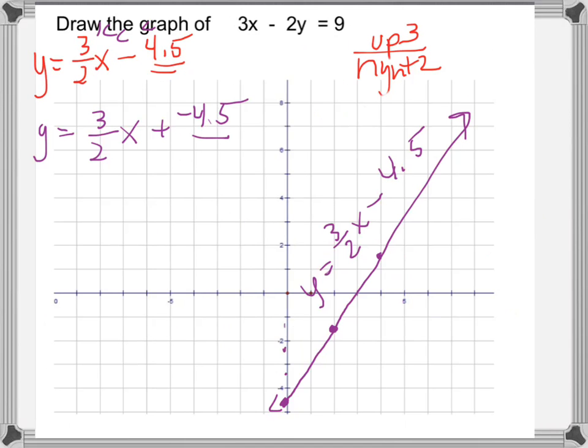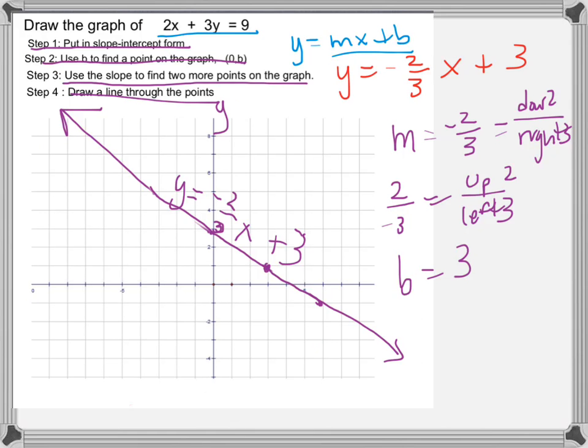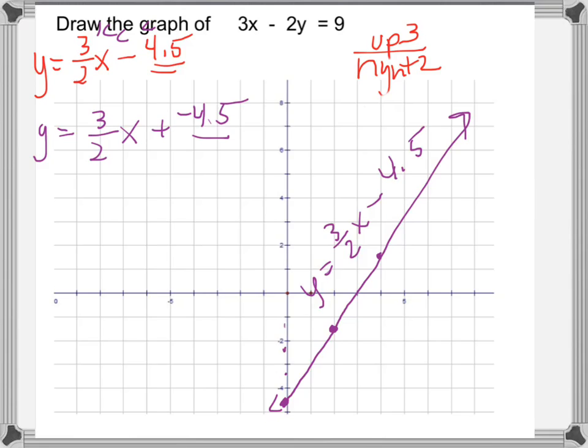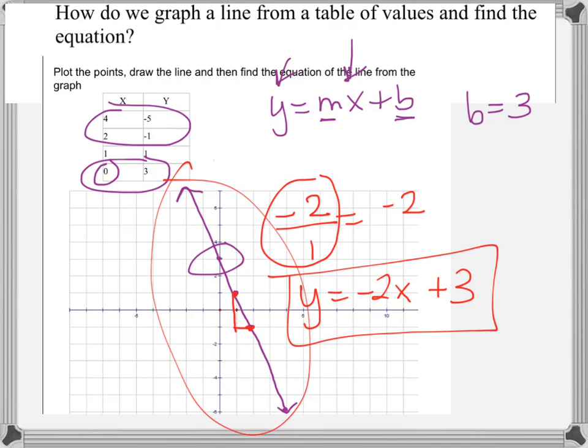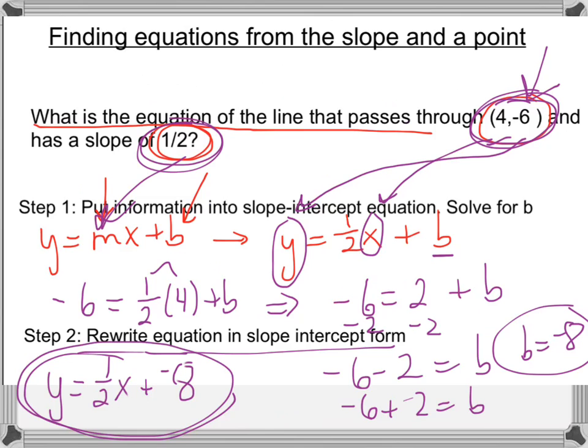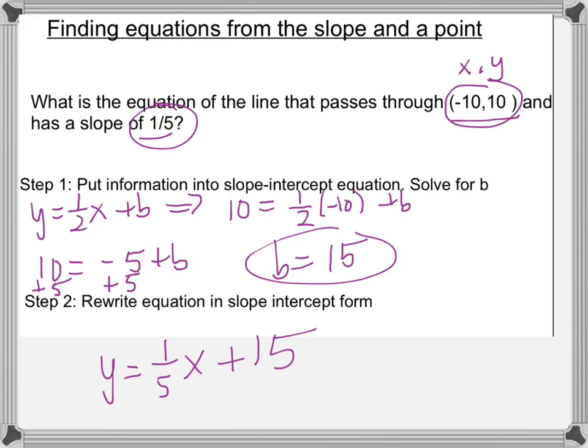Okay, so the things that you learned today: you learned how to take an equation and go directly to the graph. You also learned how to take a table and draw the line and find the equation. You learned how to use a point and a slope in order to write the general equation. Okay, so that's the end of the lesson for today.